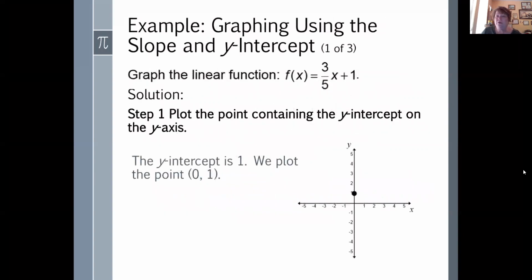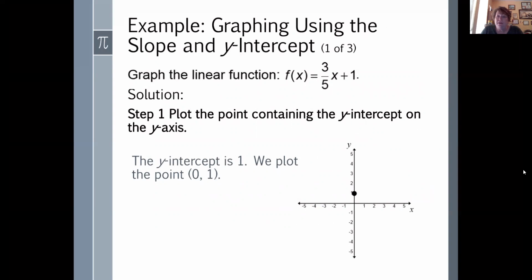Okay, so we're going to graph the linear function f of x equals 3/5 x plus 1. So the first thing you do is you plot the y-intercept. Since my constant on the right-hand side of this equation is the number 1, the y-intercept is 1, so we plot the point (0, 1).